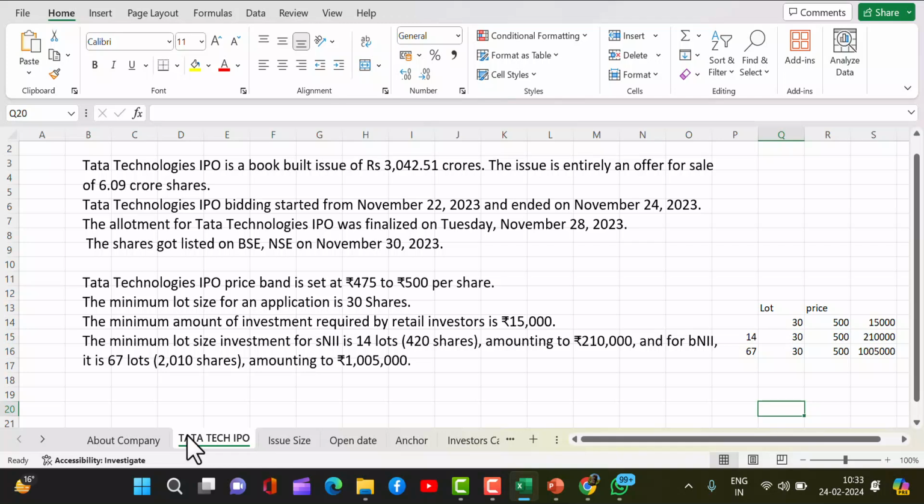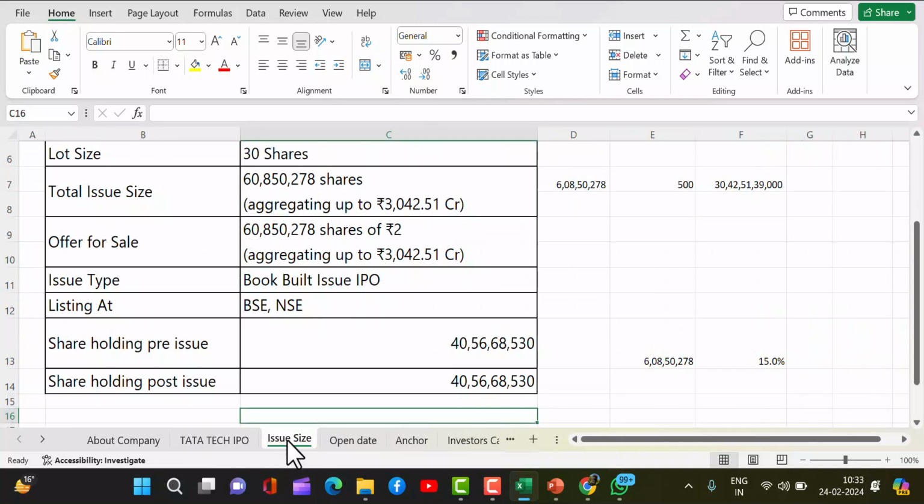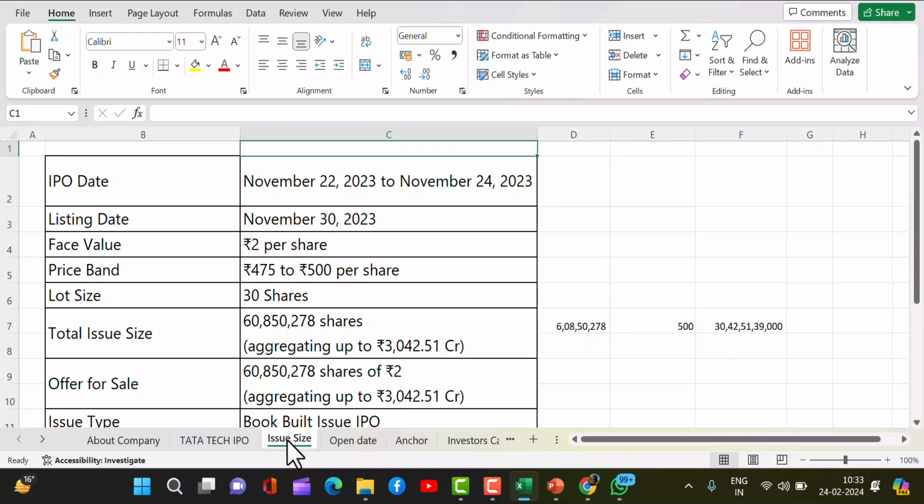This is about the issue size. Fine. So the lot size was 30. IPO date, which we have already discussed. Listing date is there. Face value was 2 rupees per share.